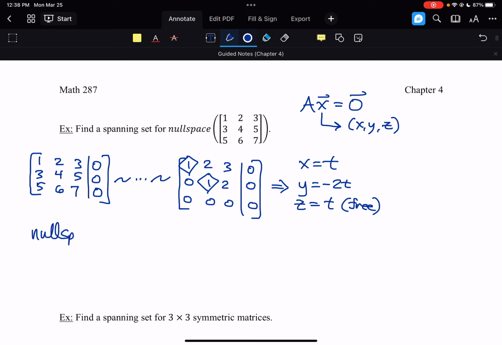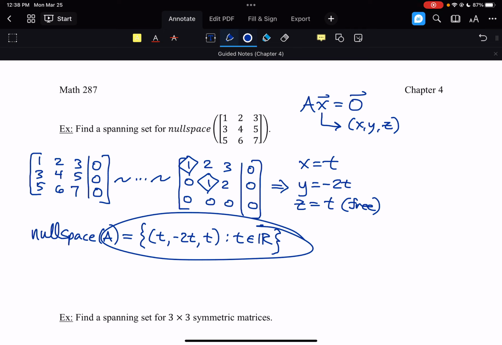So the null space of A, of this matrix, this is the solution set. So the set is t, negative 2t, and t, such that t is a real number. Now, this isn't what it asked us for. This is the null space. So this is the solution to this system. But it wants the spanning set for the null space. So for the spanning set, we need to create a linear combination.